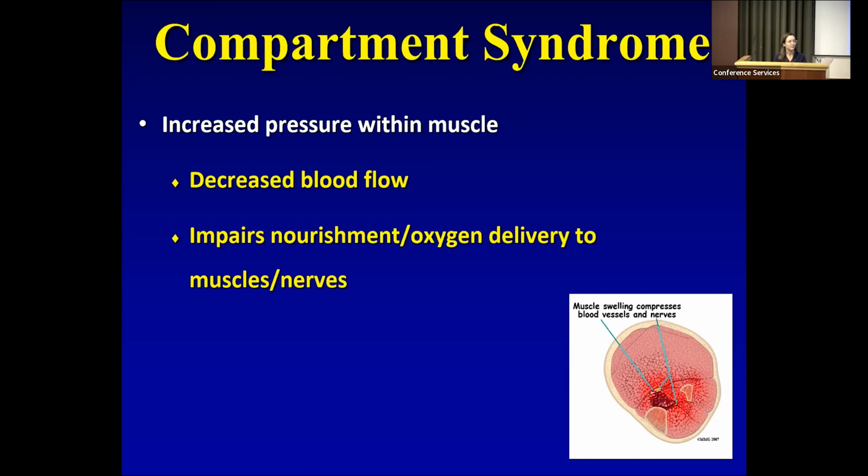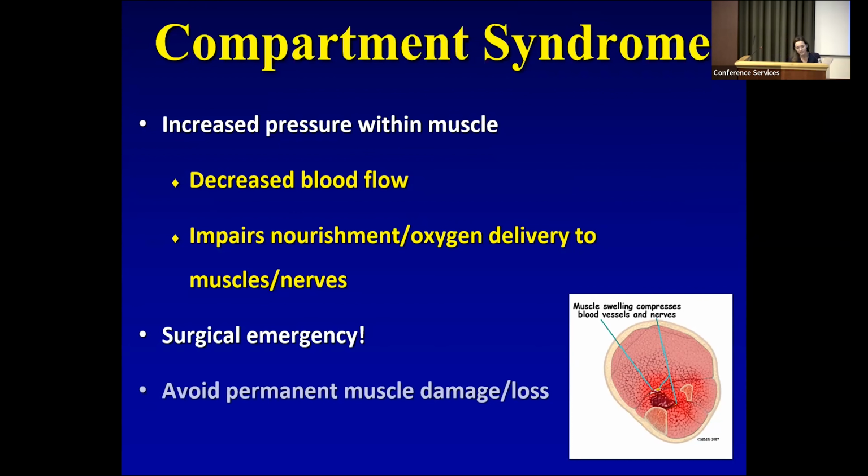It becomes harder for the blood flow to get into the muscle because there's so much pressure built up in the muscle. And obviously, when the blood can't get into the muscle, the muscle can't get its nutrients, it can't get the oxygen. And the same thing happens to the nerves as well that help make that muscle function. It is a surgical emergency in order to avoid permanent muscle damage and loss.